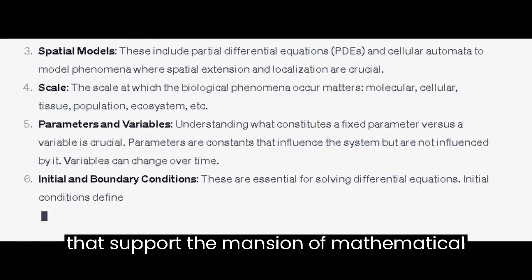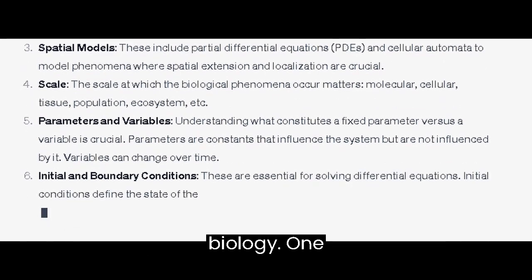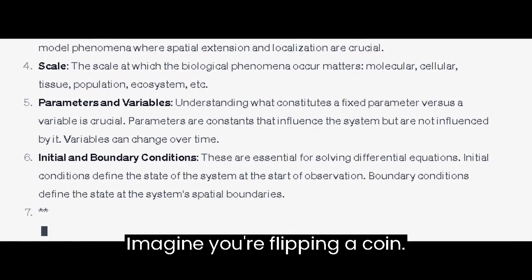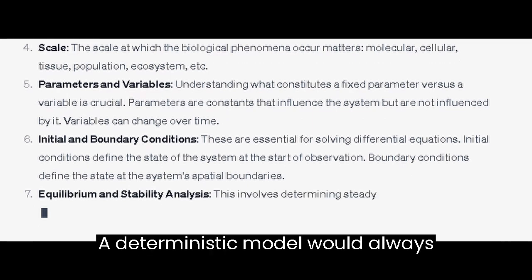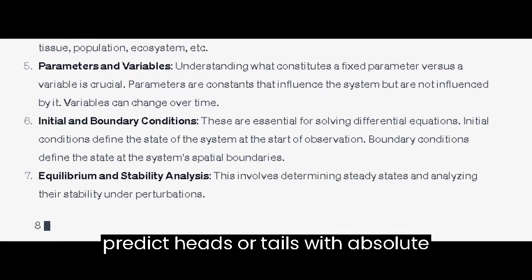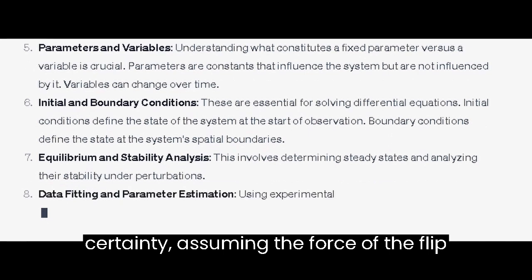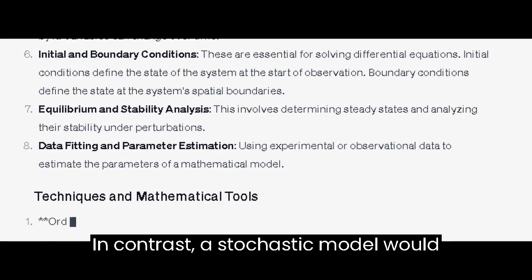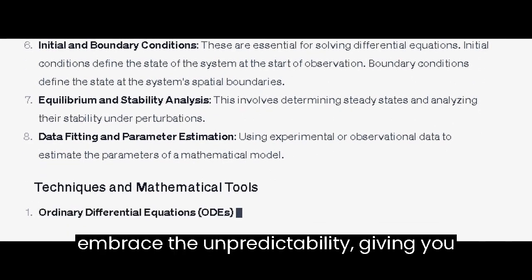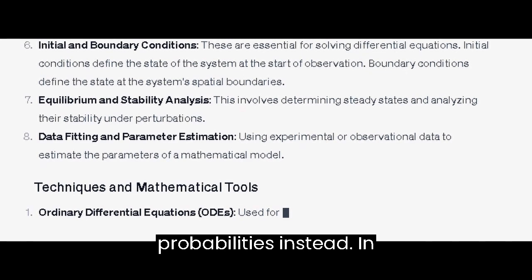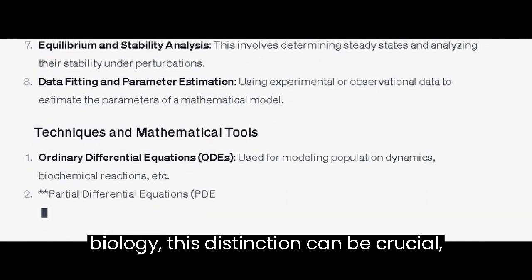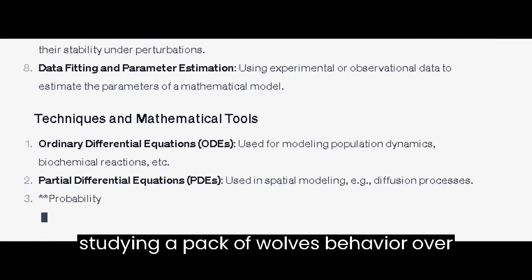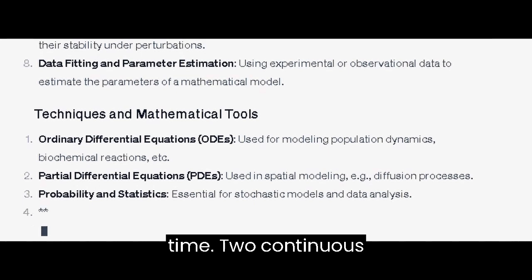Pillars that support the mansion of mathematical biology. 1. Deterministic versus stochastic models. Imagine you're flipping a coin. A deterministic model would always predict heads or tails with absolute certainty, assuming the force of the flip and the air resistance are known. In contrast, a stochastic model would embrace the unpredictability, giving you probabilities instead. In biology, this distinction can be crucial, like in the rollout of a new vaccine or studying a pack of wolves' behavior over time.